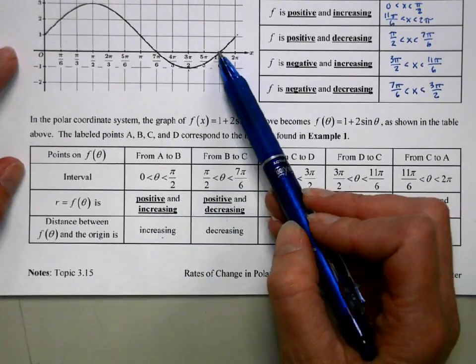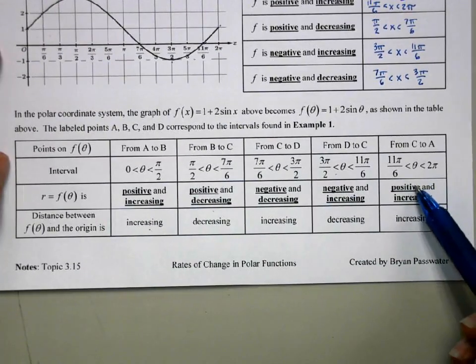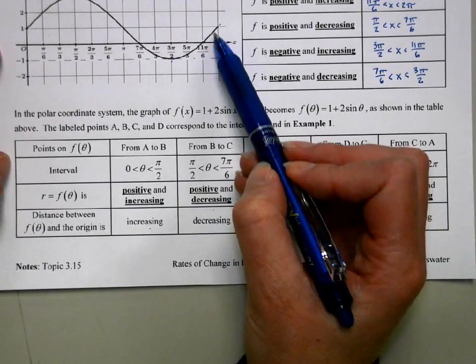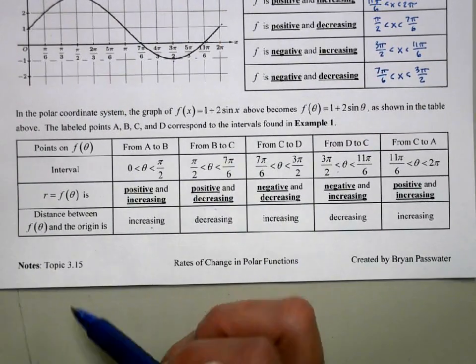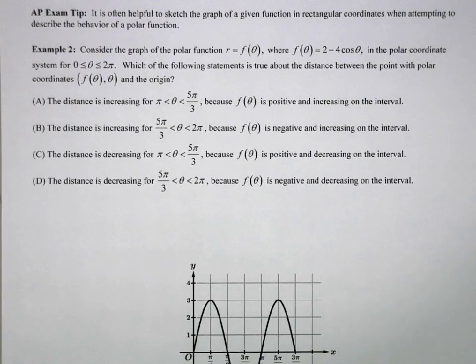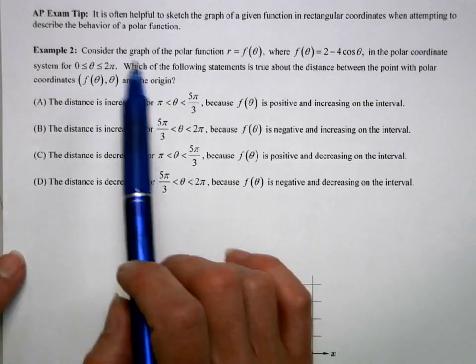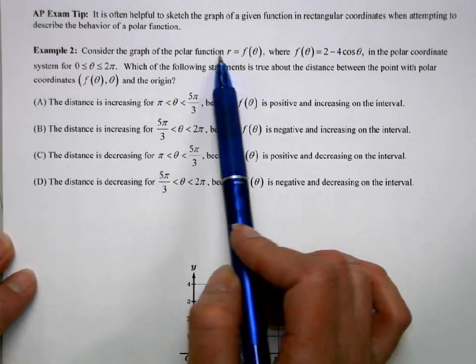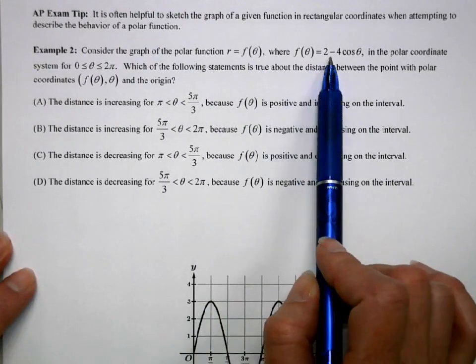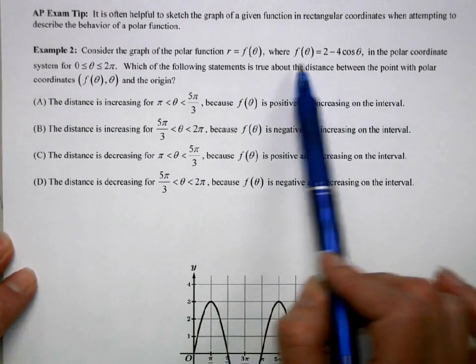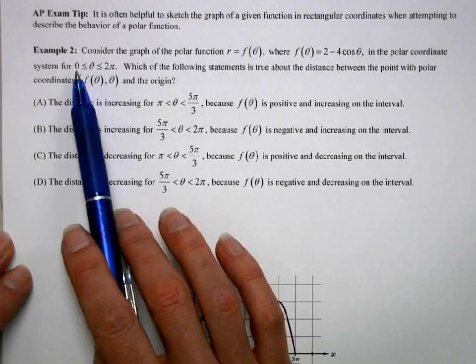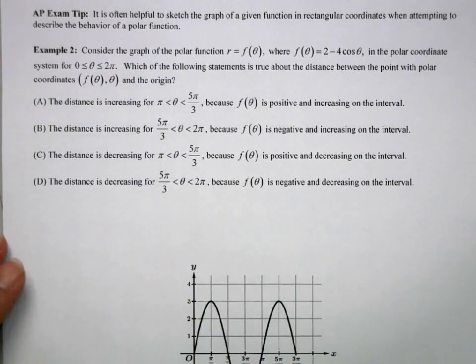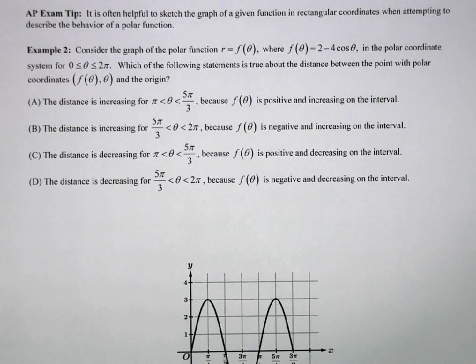And then finally, this last little chunk is positive and increasing, and the distance there is increasing from the origin. So the rectangular graph is really important and really helpful in determining this increasing and decreasing thing. So my example here: consider the graph with the polar function r equals f of theta, where f of theta equals 2 minus 4 cosine theta, in the polar coordinate system from 0 to 2 pi. Which of the following statements about the distance between the point and the origin is true?